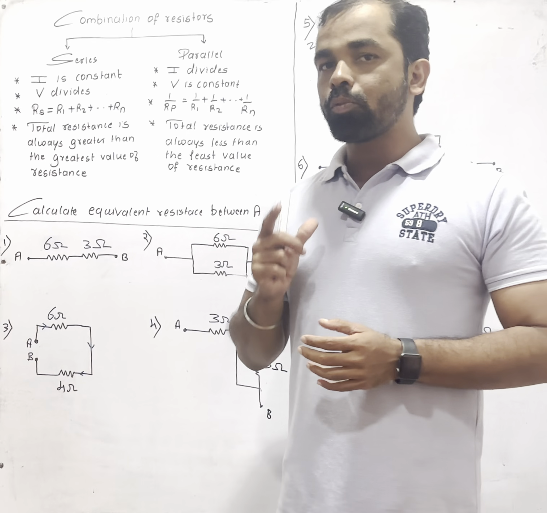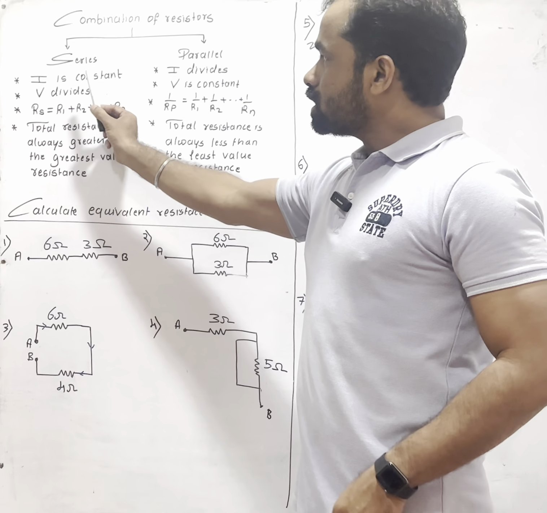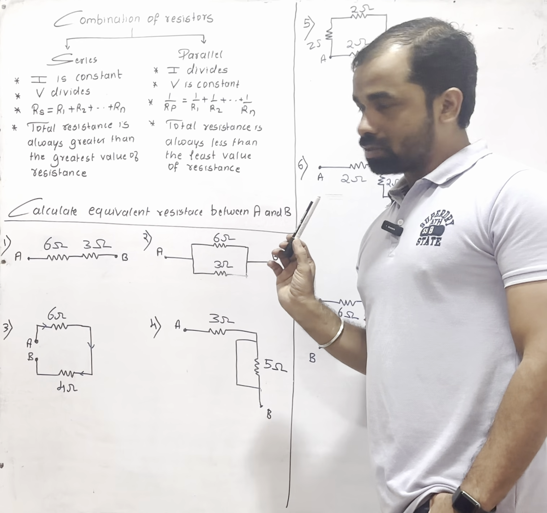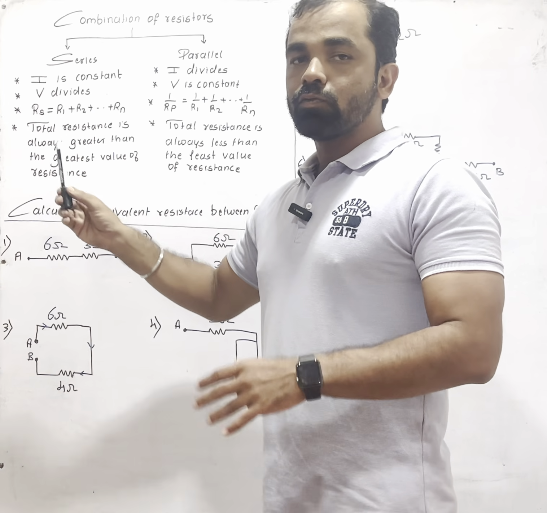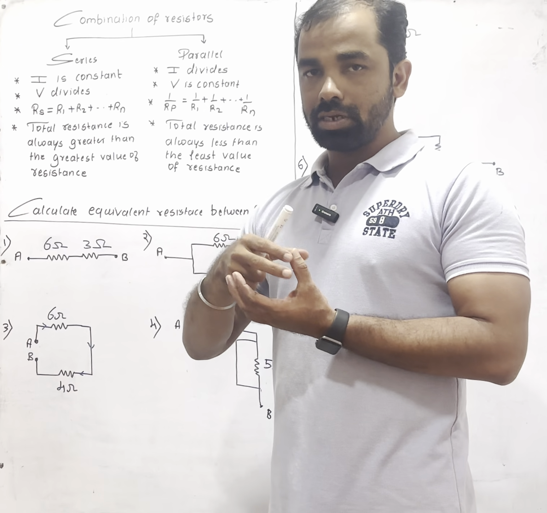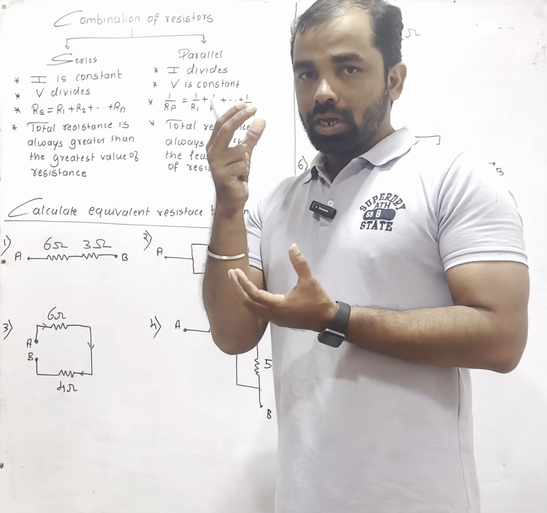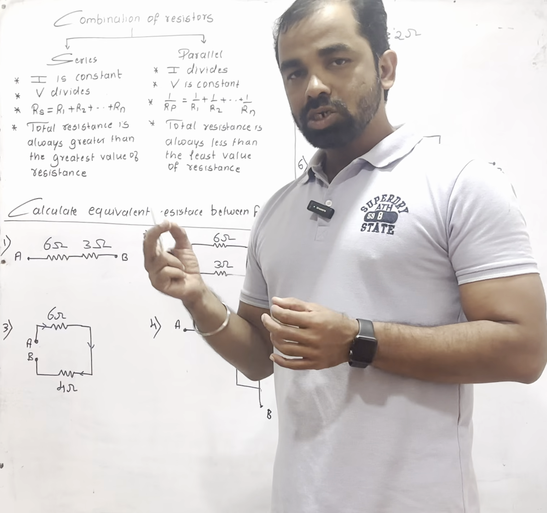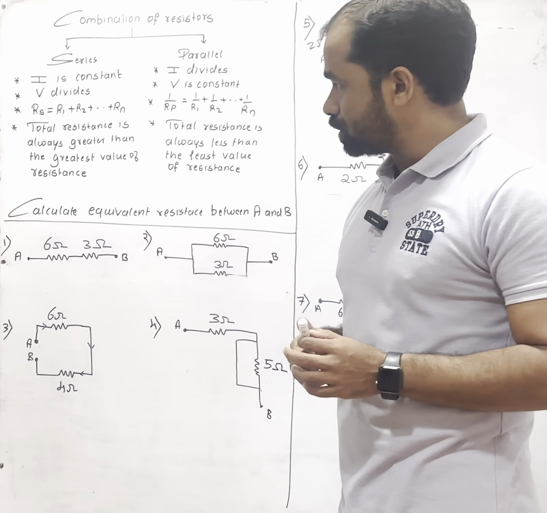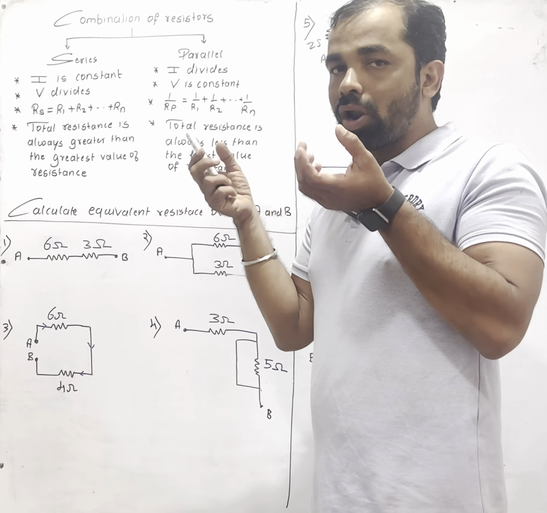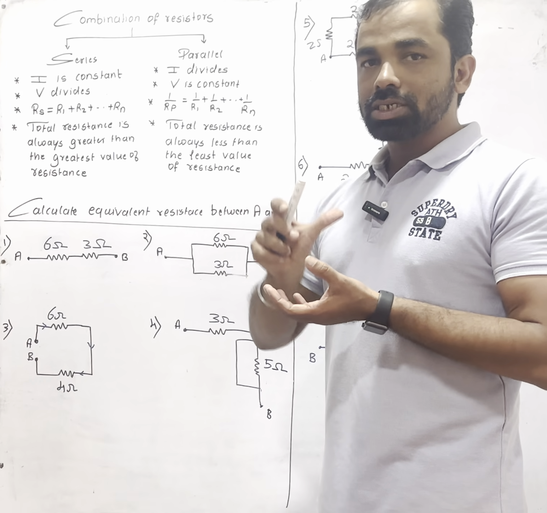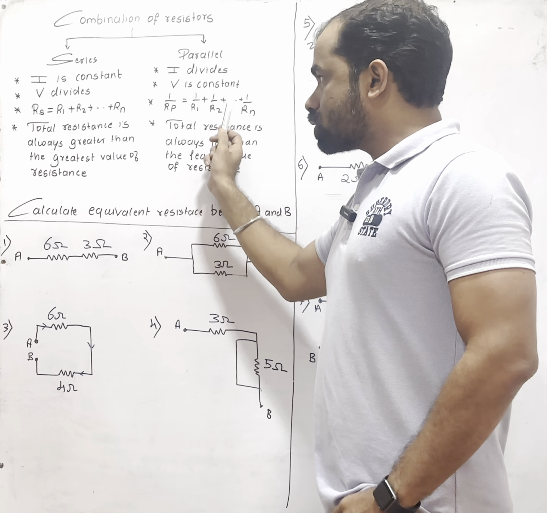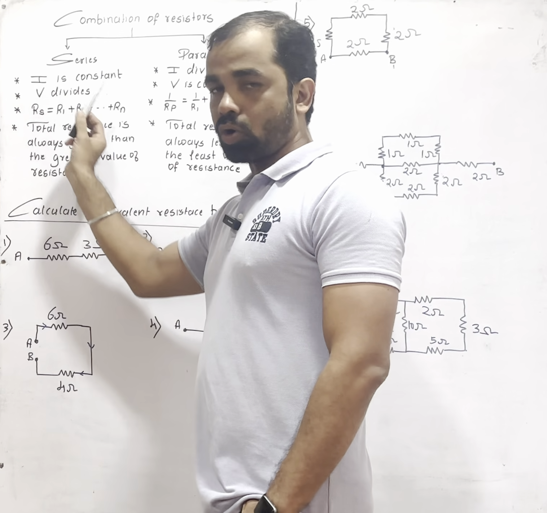Okay, a few more points to note. In series, current is constant. In parallel, current divides. In series, voltage will divide, like across each resistor voltage will divide. Okay, total voltage of the circuit you will get by adding the voltage across each resistor, voltage as in potential difference. In parallel, since they all have a common junction, across the junction the potential difference will be the same. So in parallel voltage is constant and in series current is constant.